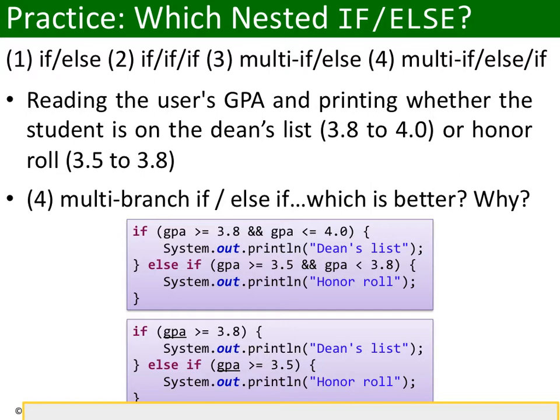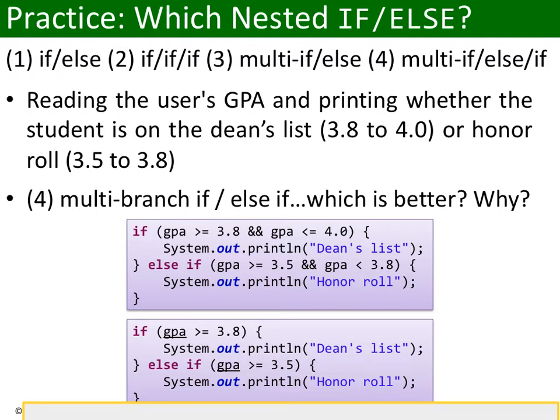We can test for being in the range of greater than or equal to 3.8, while being less than or equal to 4.0, and that would be the way to test for Dean's List. And then we can do else if the GPA is greater than or equal to 3.5 and less than 3.8, then we know that you're in the honor roll.